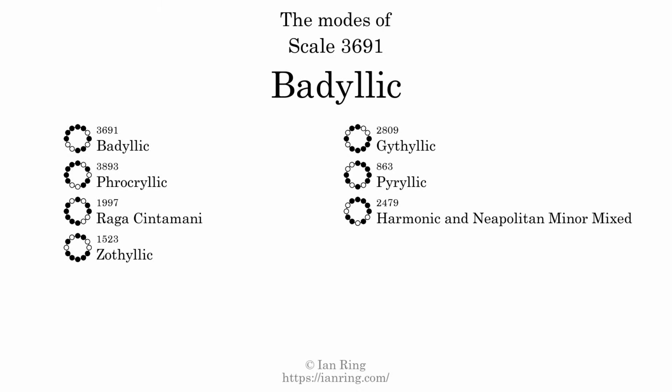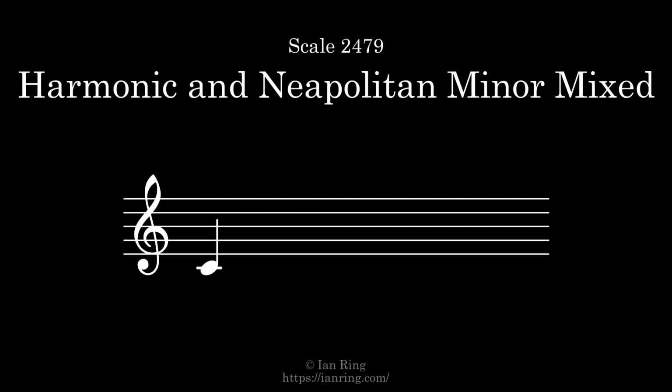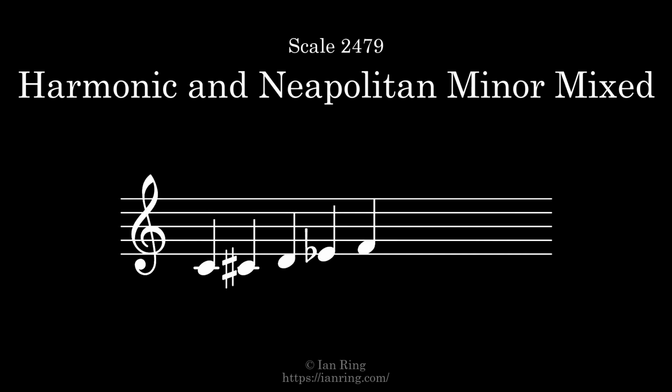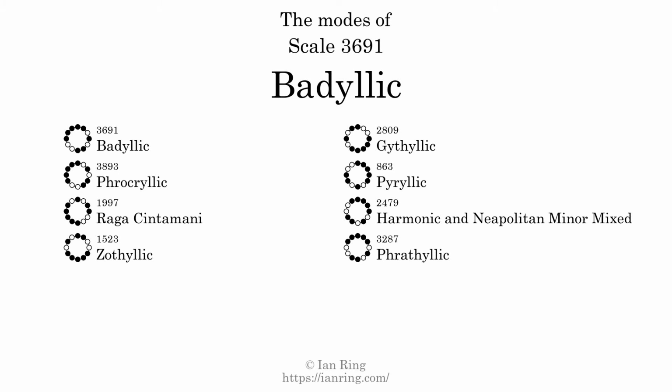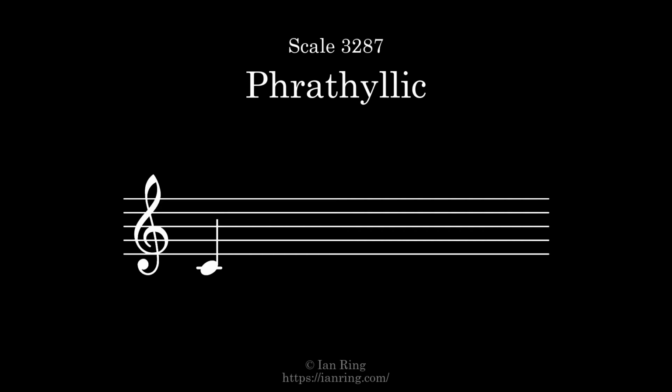The seventh mode is scale 2479, also known as Harmonic and Neapolitan minor mixed. It sounds like this. The eighth and last mode is scale 3287, also known as Fraphilic. It sounds like this.